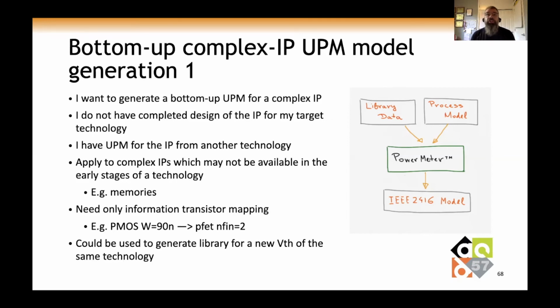There are most different uses of this mapping flow. One is, as I mentioned in our case, we use it to map between technologies. You can use it to generate libraries at a brand new VT, for example, and still get power analysis done without having to actually generate any of the SPICE netlists.